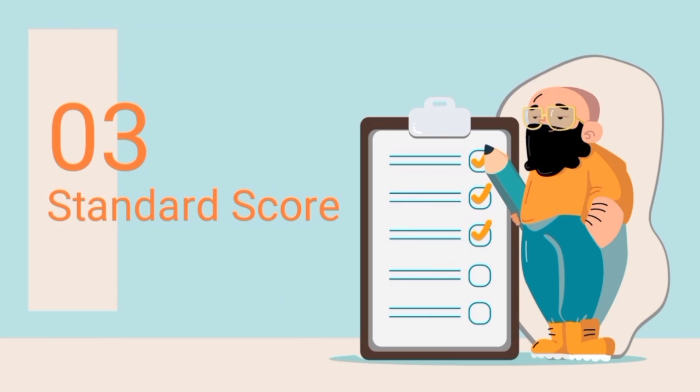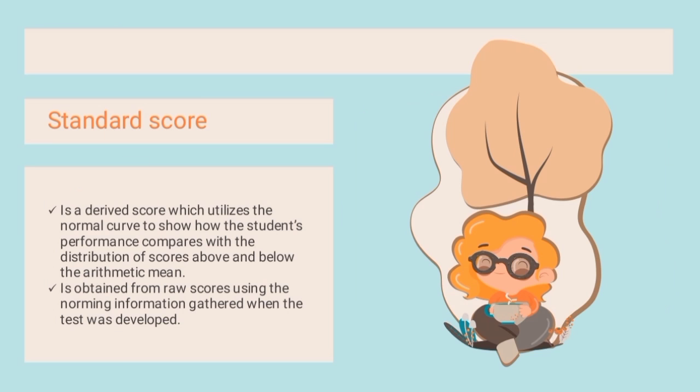Next types of score, which is standard score. Standard score is a derived score which utilizes the normal curve to show how the student's performance compares with the distribution of scores above and below the arithmetic mean. It is obtained from raw scores using the norming information gathered when the test was developed.